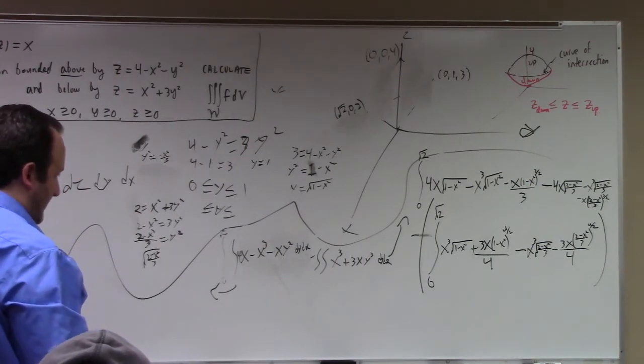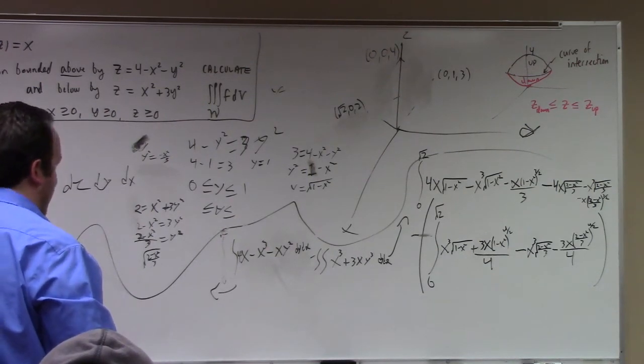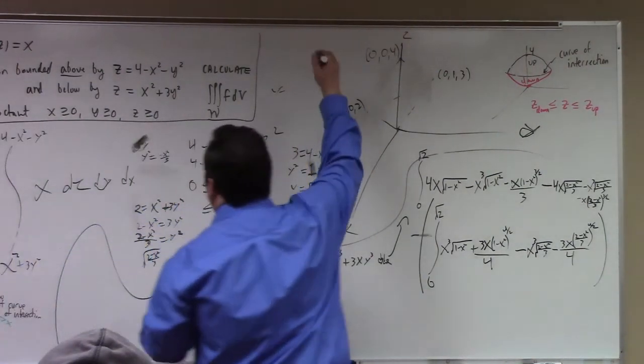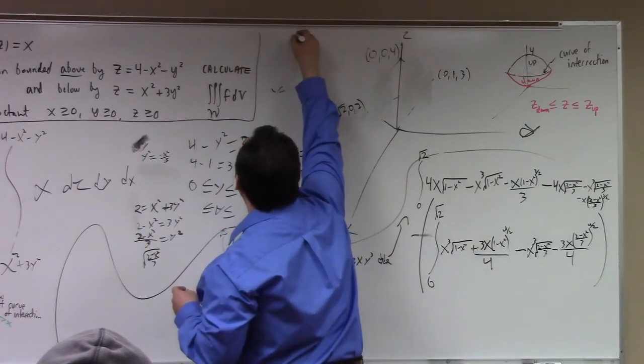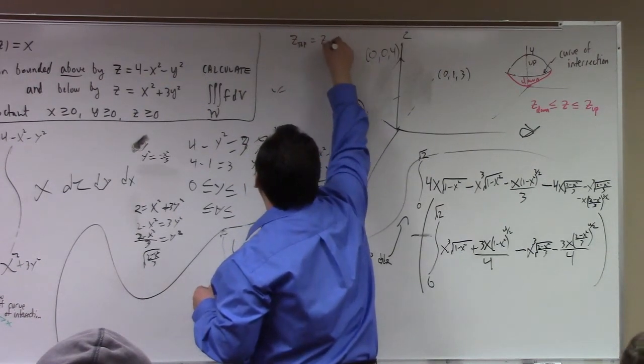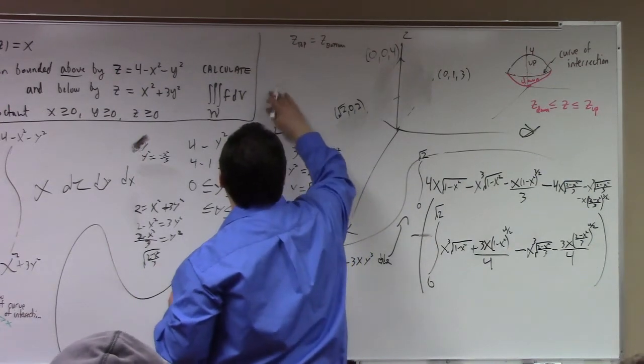I don't want to erase because I feel like the answer is here. Okay, all right, what I'm going to do, I'm going to write some work up here. So the curve of intersection, how to find it? We set z top equal to z bottom. Ooh, I just erased that. I don't know what that was.